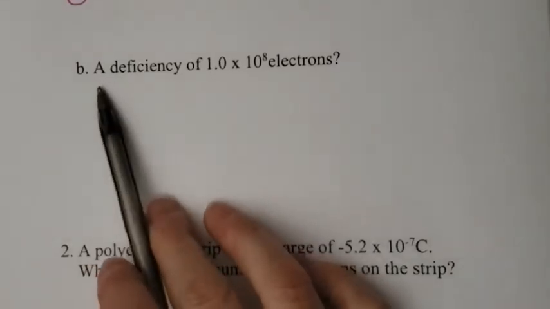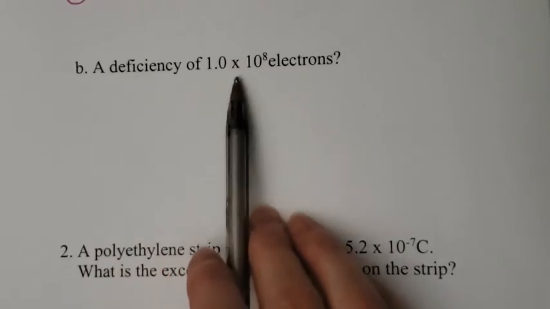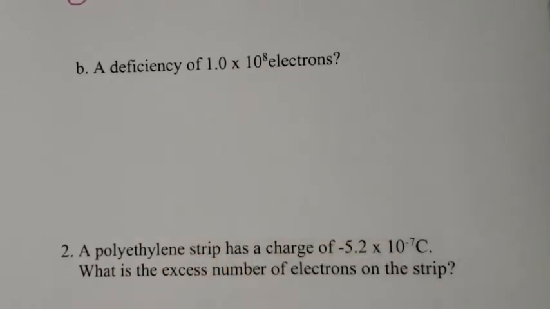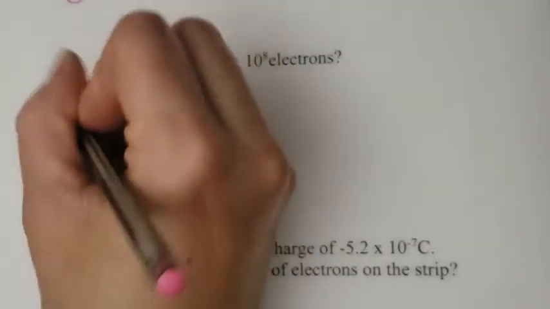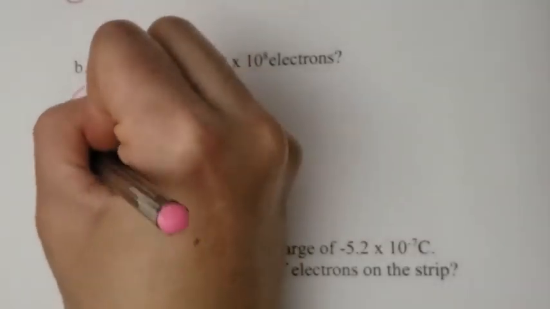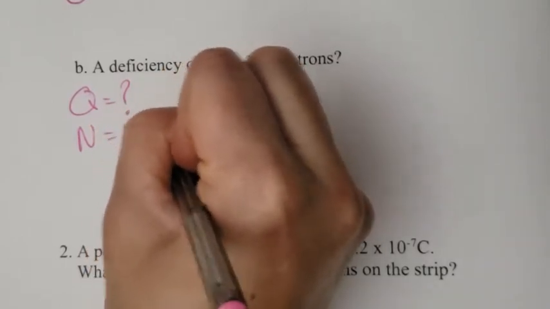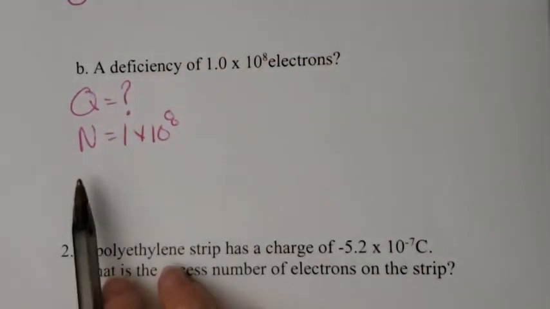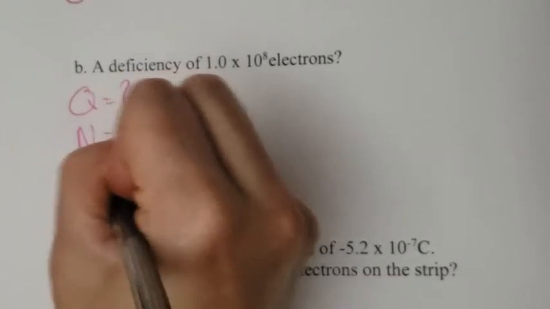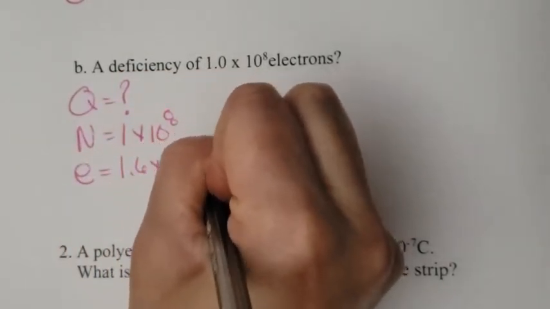Part B. So we're still looking for the charge on the object, but this time as a deficiency. That means it lost 1.0 times 10 to the 8 electrons. And the formula is exactly the same. Doesn't matter if we gain electrons or lose electrons. So we're looking for the total charge Q. And this time, the number of electrons that moved was 1 times 10 to the 8. And E is a constant. It never changes. It's 1.6 times 10 to the negative 19 coulombs.